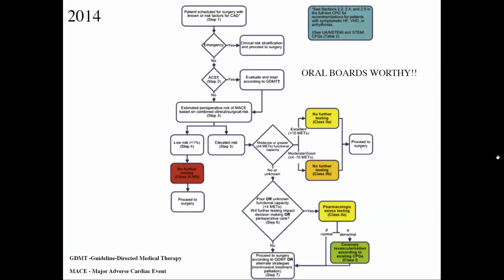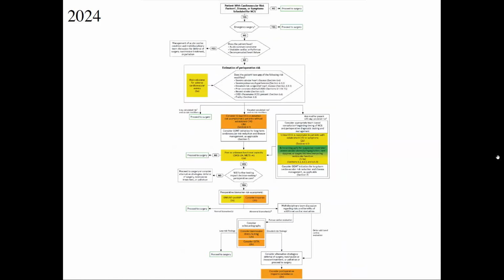And this was 14. You can see it was something we've gone over a lot. You do a risk prediction tool, and then you look at exercise tolerance, and those are the 2 things. But now we have this one. And I'll tell you what, it's a lot harder to teach because there's a lot more weeds here. But I think overall, it prevents you from missing certain things.